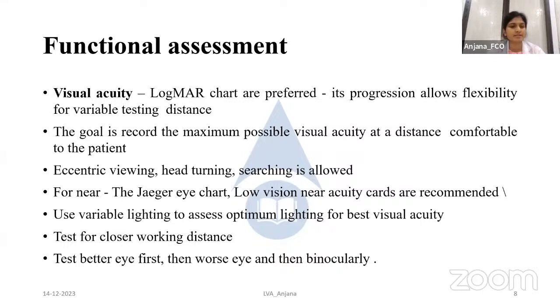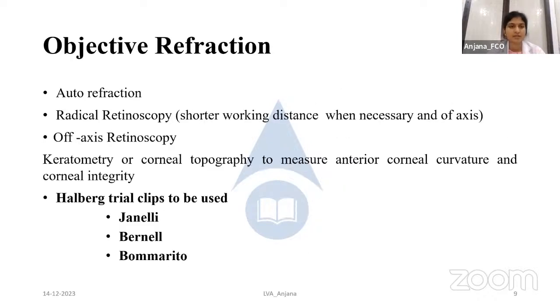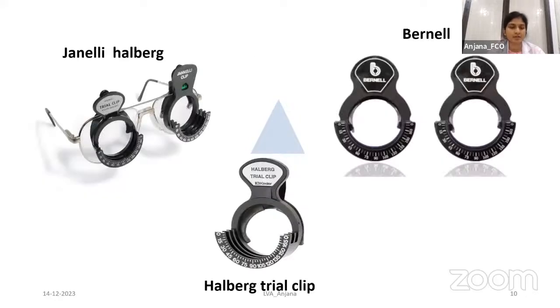Then next is testing at a closer working distance, better eye first, then the other eye next. And after that, test binocularly. Then after that, objective refraction. Objective refraction: first we have to do auto refraction. Radical retinoscopy uses a shorter working distance when necessary, and off-axis retinoscopy. Keratometry and corneal topography measure anterior corneal curvature and corneal integrity. Then we will use Halberg trial clips: Genelli, Bernal and Bomarito. These are the Halberg trial clips.